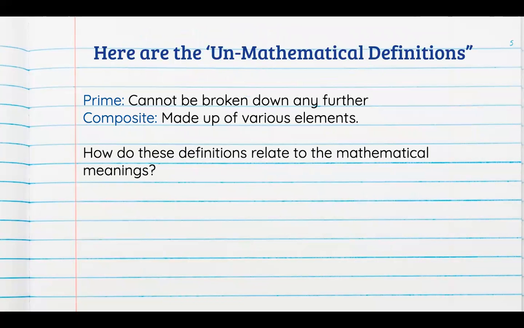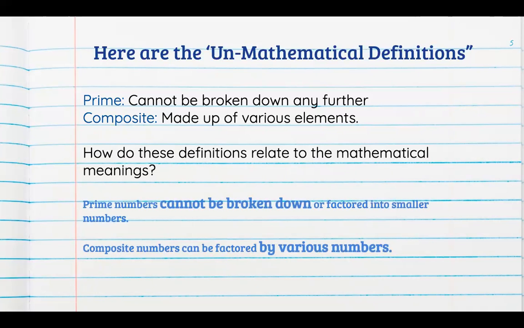Okay, these are the unmathematical definitions that may help you remember these terms. Prime means cannot be broken down any further. Composite means made up of various elements. So how do these definitions relate to the mathematical meanings, and how are they similar? Well, the mathematical definitions are that prime numbers cannot be broken down or factored into smaller numbers, and composite numbers can be factored by various numbers. These definitions include these ones up here.